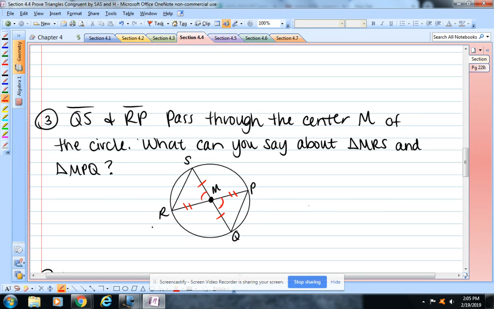Everything we've talked about, you have got to remember in some capacity. Vertical angles being a major one. Okay? So these 2 are vertical angles. Y'all see that? So, now I've got what kind of congruence? These sides are congruent. The angles in the middle and these sides. So that's what? Side, angle, side. So I can say triangle MRS is congruent to triangle MPQ because of side, angle, side.